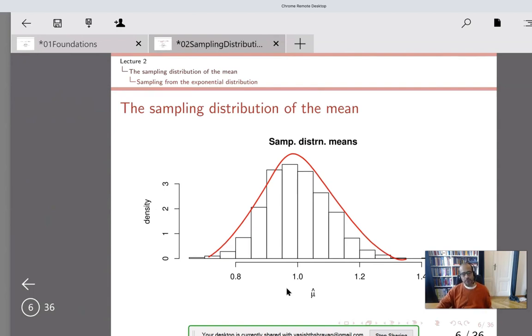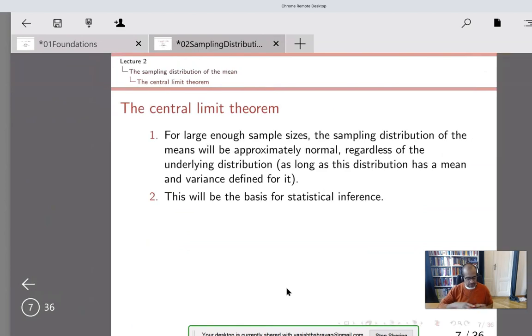and actually that is what makes statistical inference possible in the frequentist paradigm, right? It's this invariant property of the distribution of the means under repeated sampling. It's always normal, regardless of what you're sampling from. That's what makes statistical inference possible, and this property is called the central limit theorem. The theorem states that when your sample size is large enough, the sampling distribution of the mean will be approximately normal, regardless of the underlying distribution that you're sampling from.